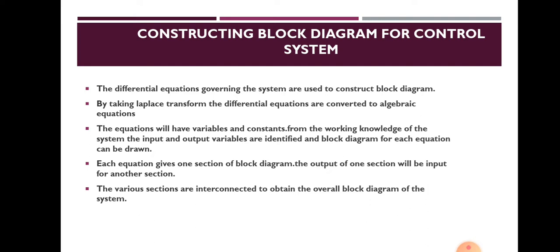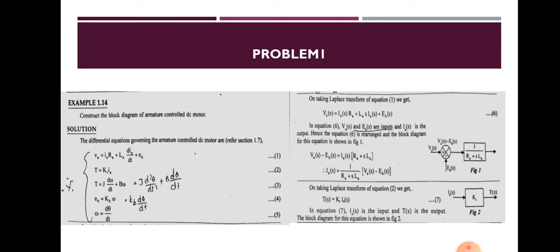And let us construct a block diagram for an armature controlled DC motor, and that is problem 1. We know that we derived the equation for the armature controlled DC motor in the previous class. I think you have gone through that section.